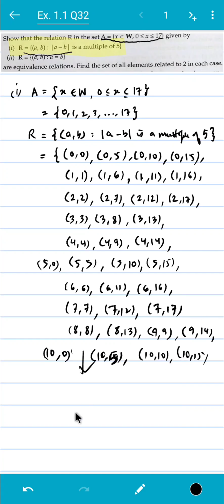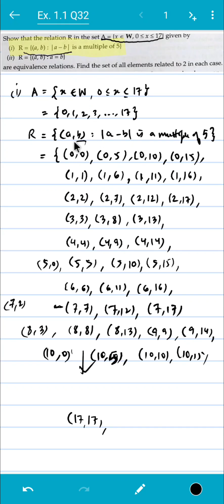If you list all of them until the last one, 17, it will be (17, 17). Actually, I'm missing some values here: even (7, 2) will work here, because 7 minus 2 is a multiple of 5, so even (8, 3). But what's important to see here is this: is it reflexive?